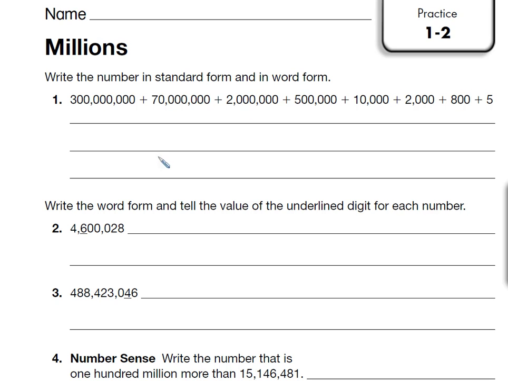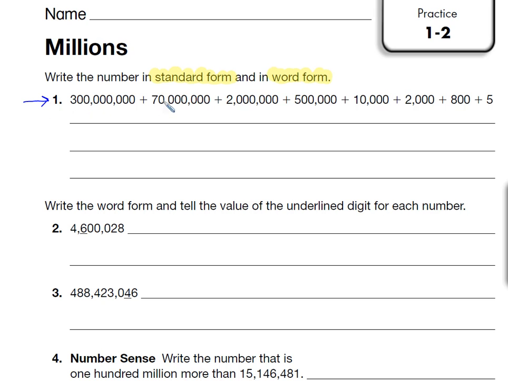Tonight's homework is 1-2. We are working on numbers up to the millions place. So we've already done up to the thousands, now we're going to the millions place. We are doing this by looking at the numbers in standard form, in word form, and in expanded form. Expanded form is the way that problem 1 is written out already.